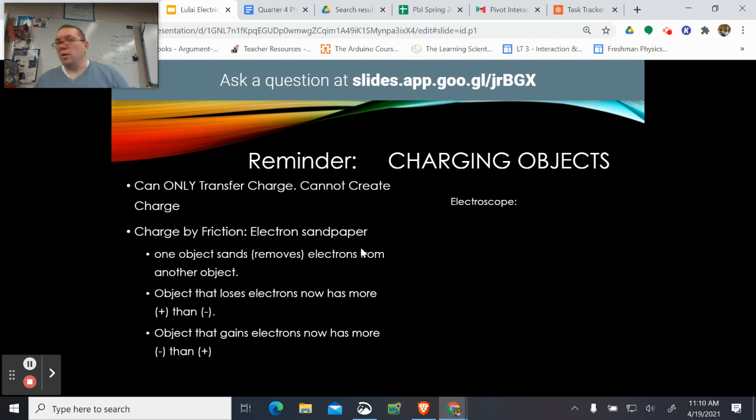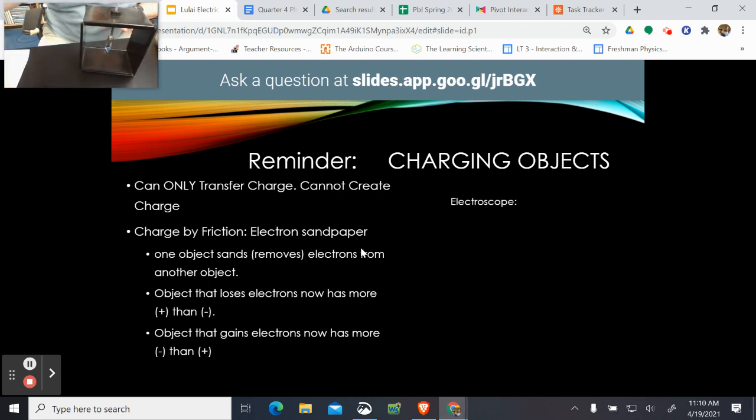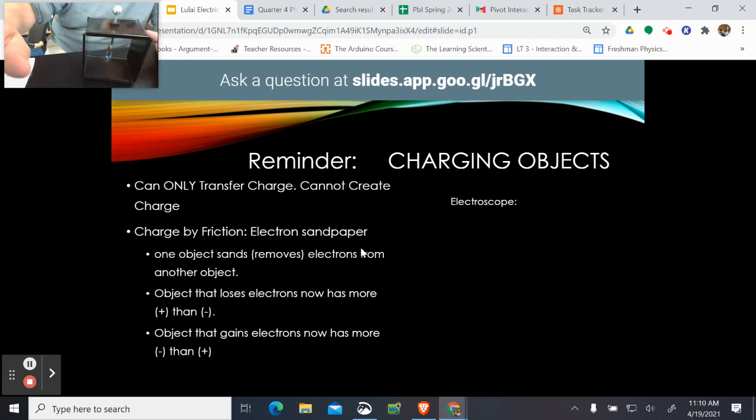So the electroscope. I was intending to do this last week and then time got away from me and I didn't have it all lined up. So I'm just going to try to show you that now. It's a really pretty simple system. If you want to see, adjust the screen or make sure that you're looking at the camera.